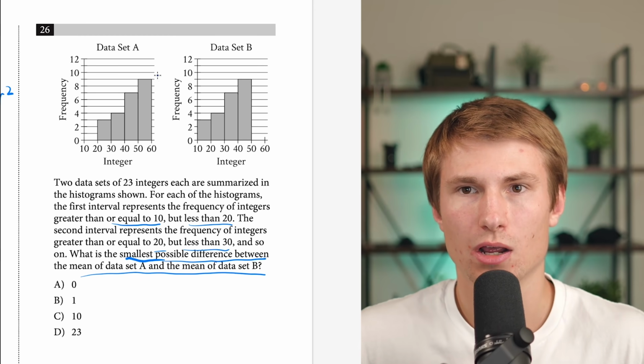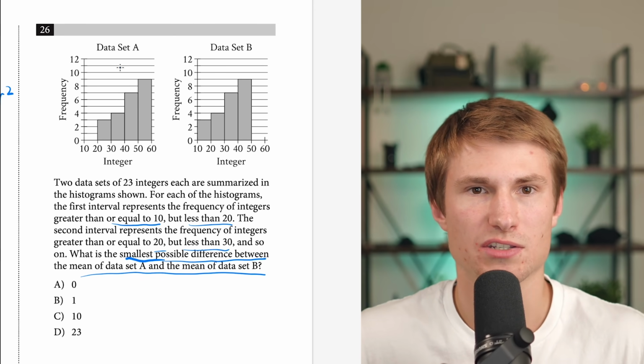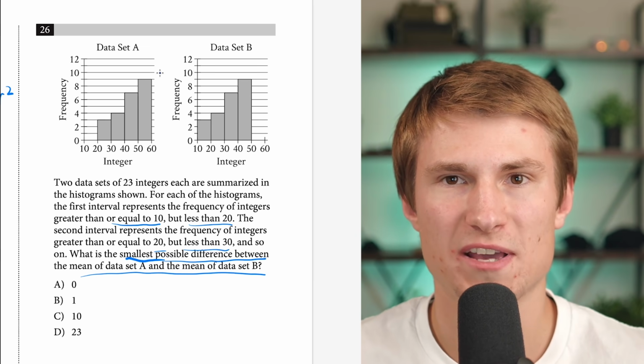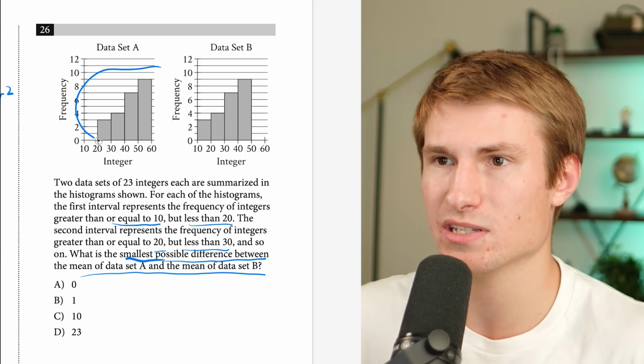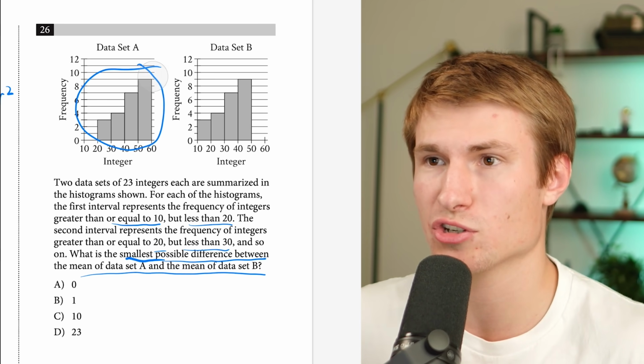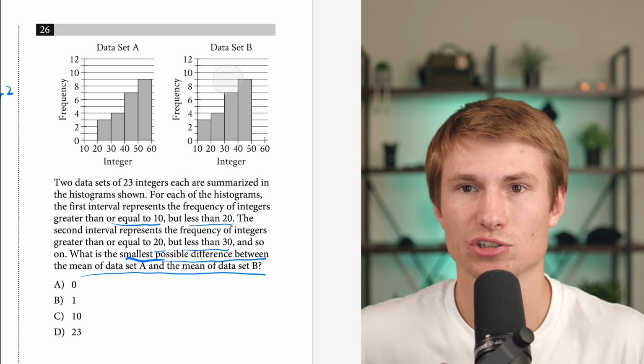First of all, if you ever have histograms on the SAT, you want to pay attention to the shape of them. Now, if you have 2 of them, like you do in this case, you want to pay attention to the shape of each of them. And as we can see, the shape of them is the same. There's just a shift. So the actual shape is the same.